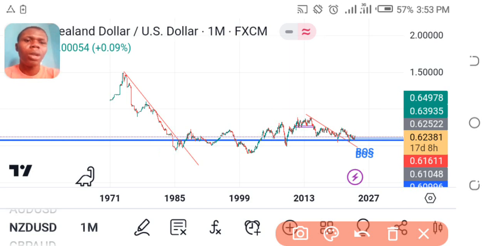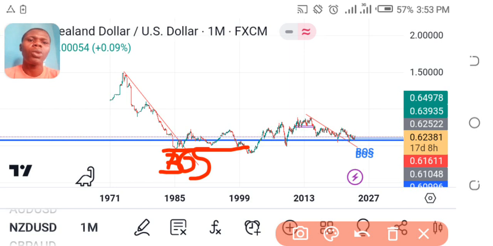Let me take this one out. Okay, this is better. This market broke below this one, so we can say this is a break of structure. BOS, break of structure. Now, why do I call this a break of structure? We see that this was our last major swing point, and this market came and broke below it.